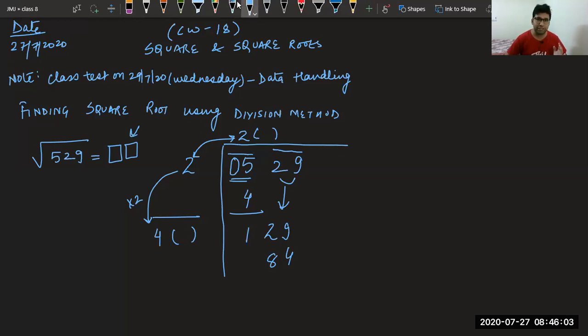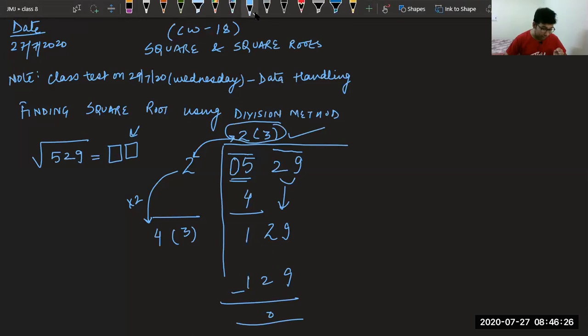If I check with 3, what happens is I get 3 3s are 9 and 3 4s are 12. And you can see you have got the exact number. So we have to subtract this and we have got 0. As the remainder is 0, we can say 23 is the answer. All of you, the answer is 23.